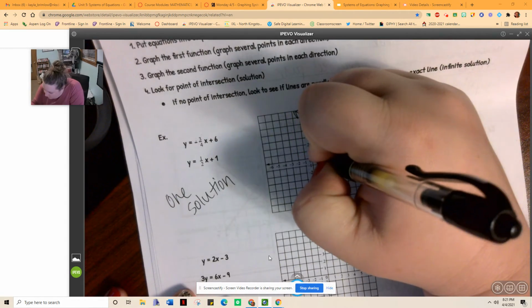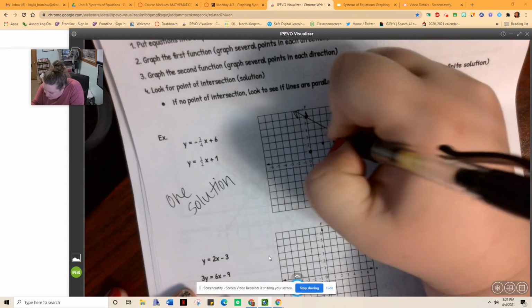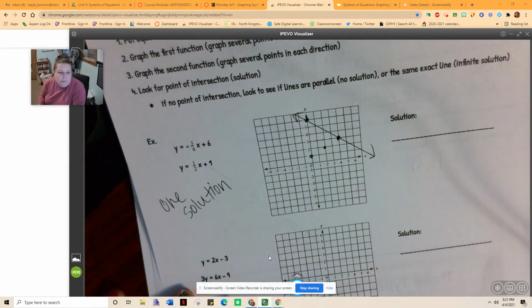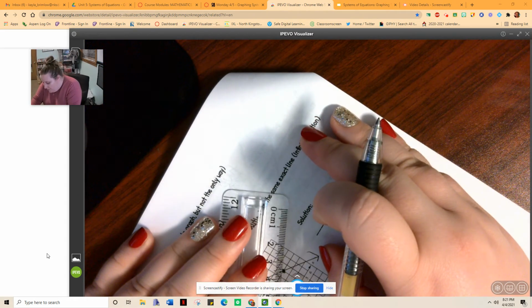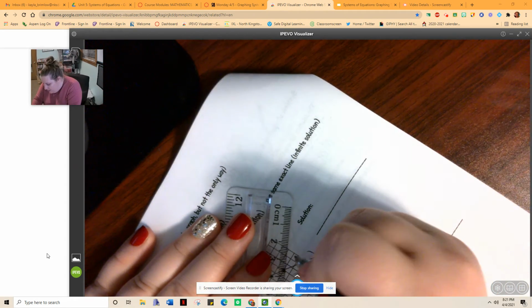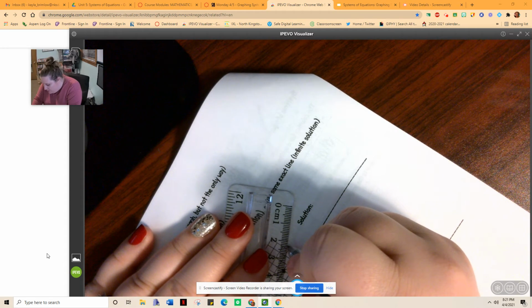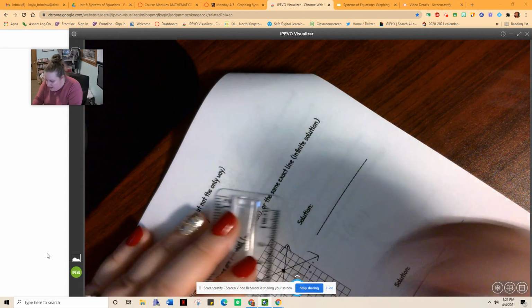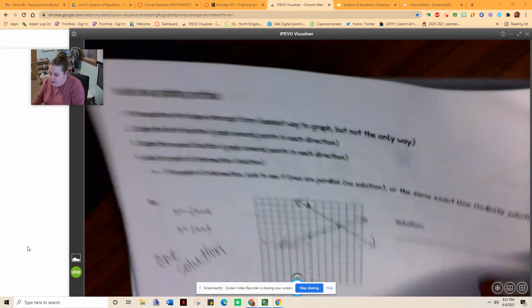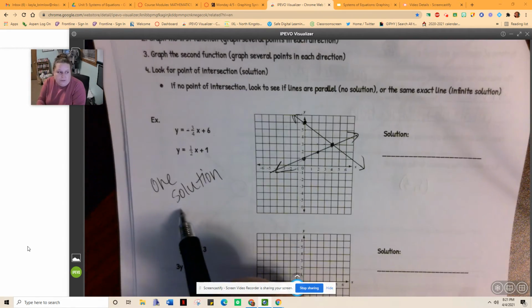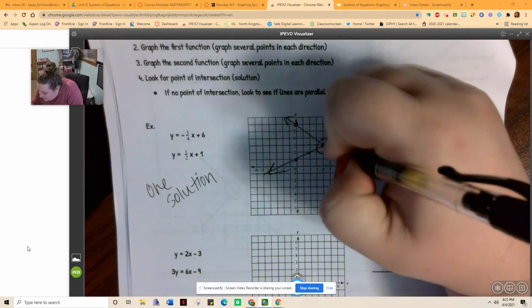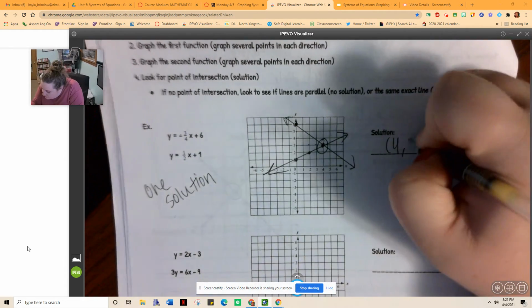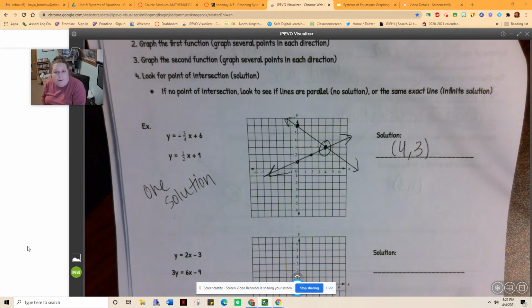So for my next one, I'm starting at 1. I go up 1 over 2, up 1 over 2. So by putting multiple points, not just graphing the line, I was able to find the point of intersection. So then I graph this as best I can, extending my lines. So once again, we knew from the beginning this was one solution since they had a different slope. And I can see it's right here at (4, 3). So the solution to this is (4, 3). That point is on both of these graphs.